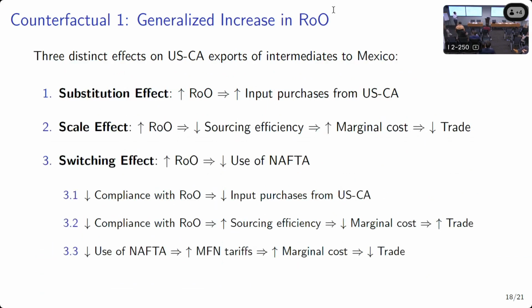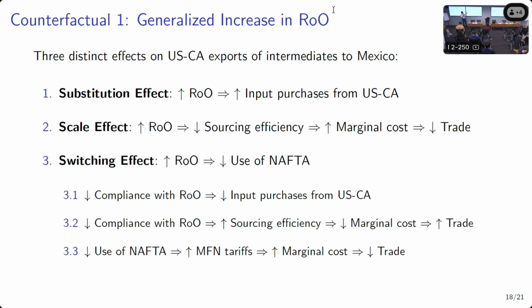When rules of origin go up, we have three distinct effects. The first one is pretty straightforward: when rules of origin go up, we as Mexican firms, let's say, have to purchase more intensively from the US and Canada, right? So that's going to increase US exports of intermediates into Mexico, just like a direct effect, right?